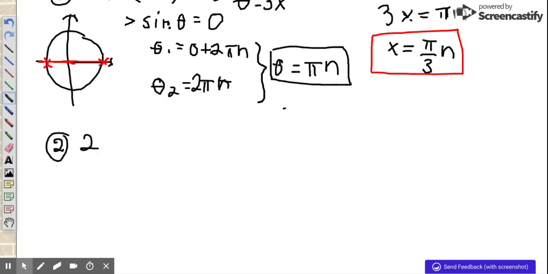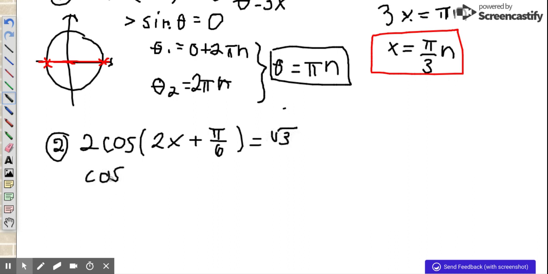So we had 2 times cos of 2x plus pi over 6 is equal to root 3. So of course, the first thing we did was dividing by 2 on each side to get cos of 2x plus pi over 6 is equal to root 3 over 2.